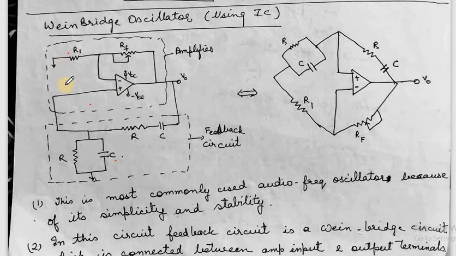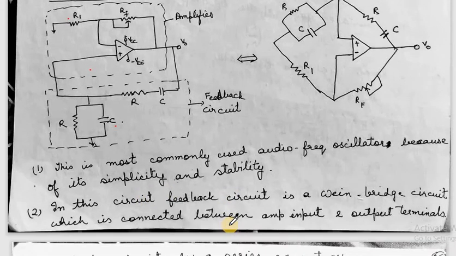From the diagram you can see this is IC 741. The input has been given at the non-inverting end, so this circuit is a non-inverting amplifier, and the lead lag circuit is connected between the output and the non-inverting end. So this is the Wien bridge oscillator. It is the most commonly used audio frequency oscillator because it is very simple and it has greater stability. So due to simplicity and stability, this oscillator is used.